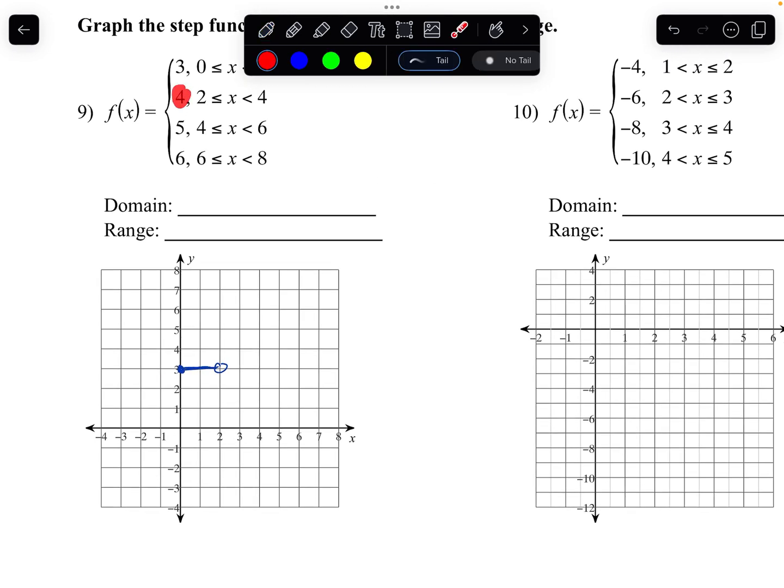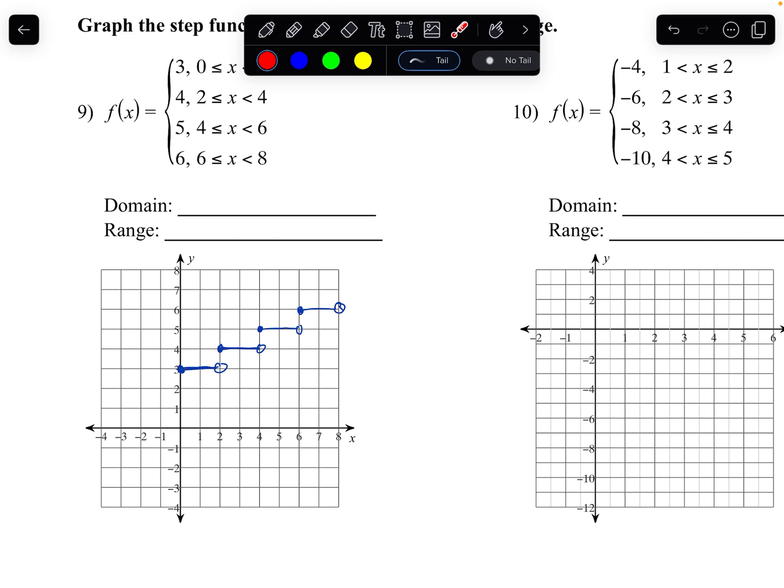And then the next step is going to be 4. So we're going to be here, but only between 2 and 4. So between here and here. And so closed circle here, open circle here, graph in between. Next is going to be 5. So we're going to be here, but only between 4 and 6. So between here and here. So it's going to be open circle here, open circle there. And then 6 is going to be closed circle here, and then open circle there. There you go.